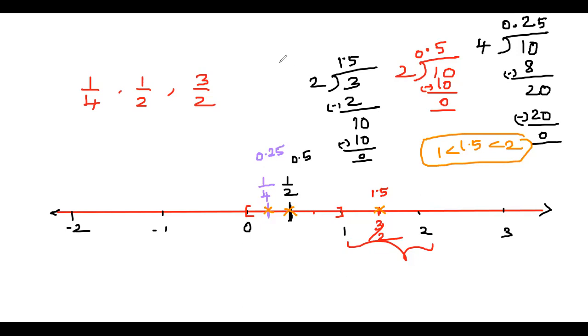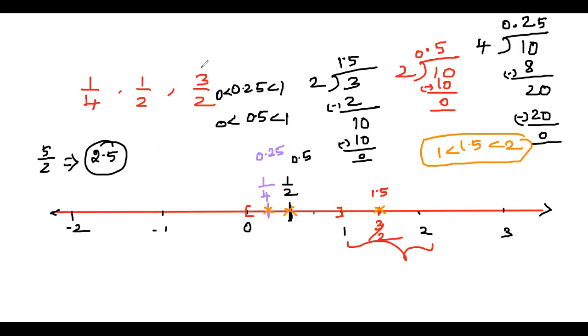Are you getting it? So when you get 0.25, 0.25 is greater than 0 and lesser than 1. Similarly, 0.5 also is greater than 0 and lesser than 1. In case you're having 2.5 as the answer, if you're having 5 by 2 as the rational number, 2.5 would be your quotient. So 2.5 means where you will mark it should be greater than 2 and lesser than 3. So definitely you will mark it over here. Understood? Yes, ma'am.